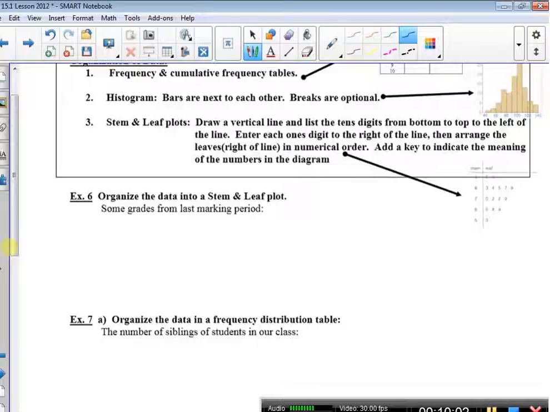So let's take some grades from last marking period. So I have just listed out some grades.